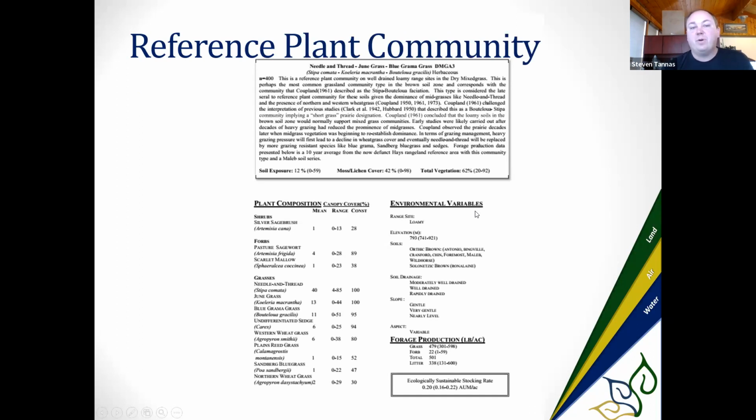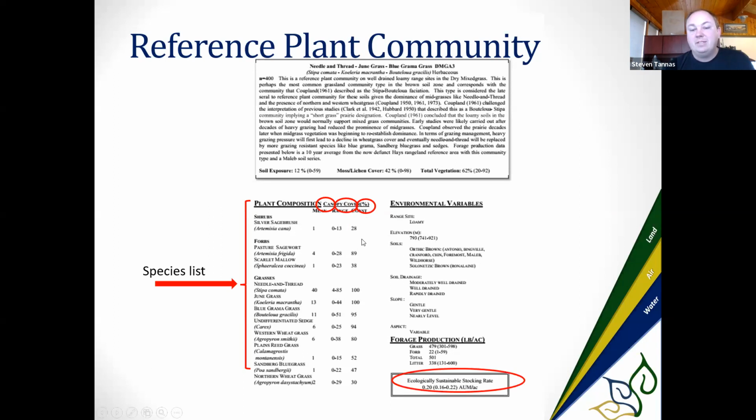This is from one of the guides from Alberta. There are many guides, and if your jurisdiction doesn't have complete guides, there are usually some type of plant community formations you can use to help with that. General things you're looking for are a species list with the mean and range in cover. Here, silver sagebrush is 1% on average, 0 to 13% in the community, and constant, meaning it's there 28% of the time. Those are the key metrics you're looking at.